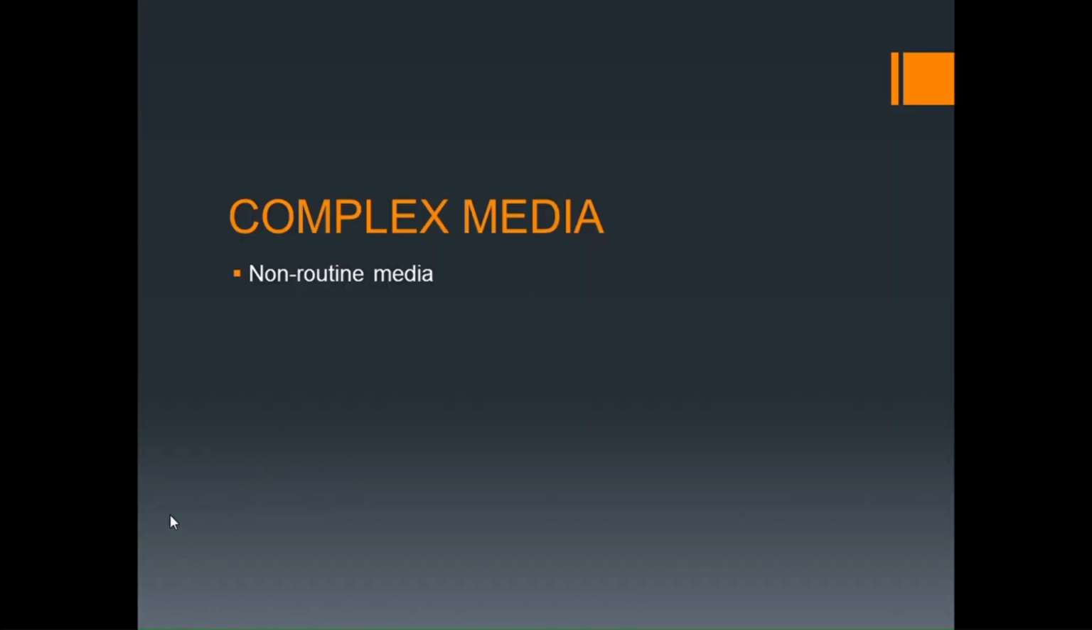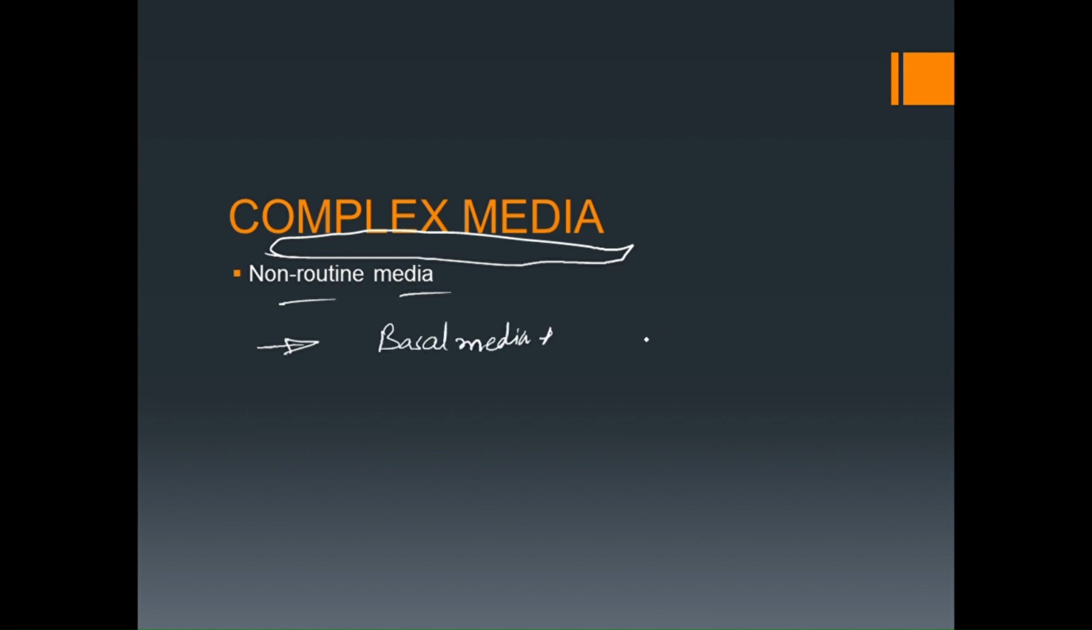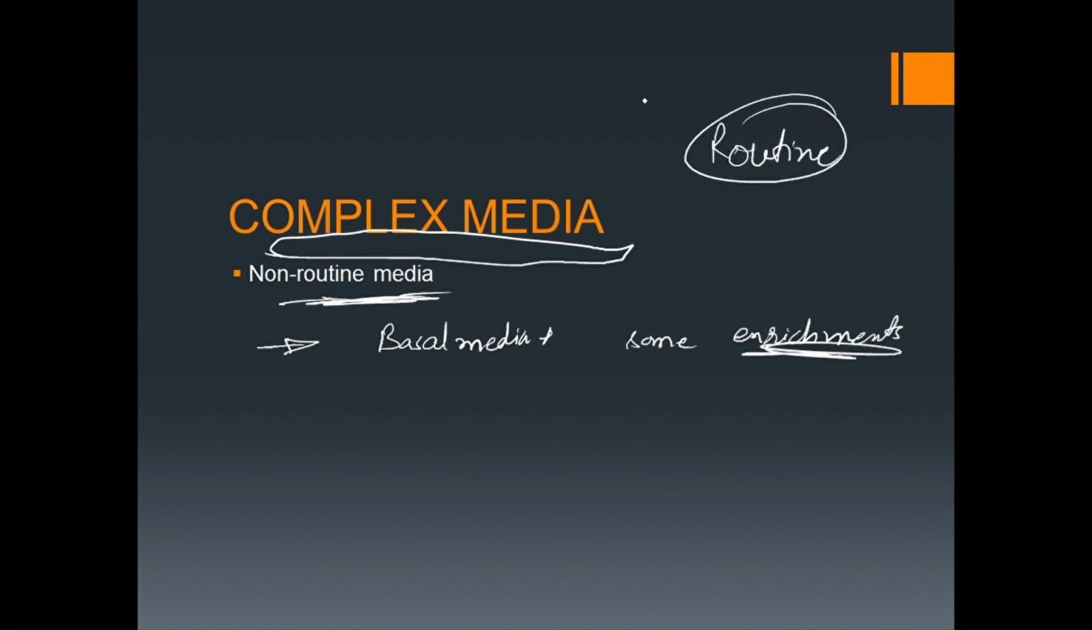Then comes our complex media. Now this is a non-routine media. You can say this complex media is basal media plus some enrichments. This complex media is different from our routine media. Whichever media you have read before this, they all come in the routine category. Routine category means you can get a box.